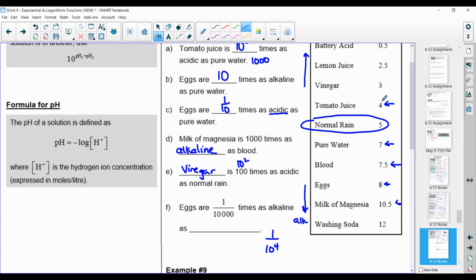1, 2, 3. So we look for 4. So it's either going to be tomato juice or washing soda. But it says 1 over 10,000 times as alkaline. As we move down the scale, these items become more alkaline. So if eggs is the reciprocal, 1 over 10 to the 4, then we want to find something that is becoming more alkaline, because eggs would be less alkaline than that. And so the answer is washing soda.